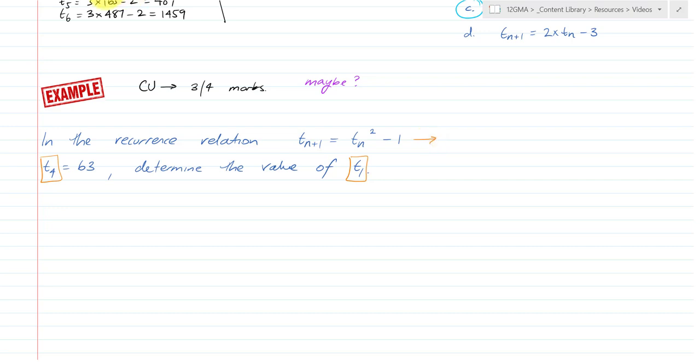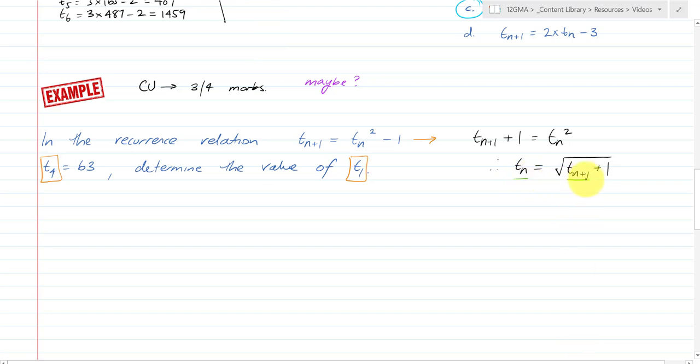What I'm going to do is rearrange this. So I'll get Tn plus 1 plus 1 equals Tn squared. And then this means, therefore, I'm going to swap sides as well. Tn is equal to the square root of Tn plus 1 plus 1. And so this is telling me that if you know the upper term, you can find the term below it.